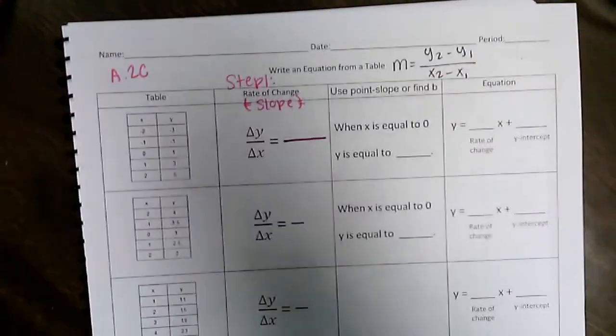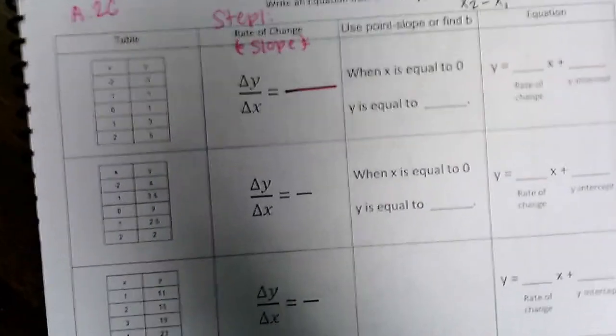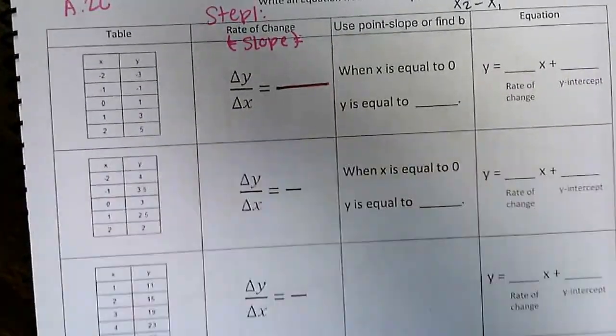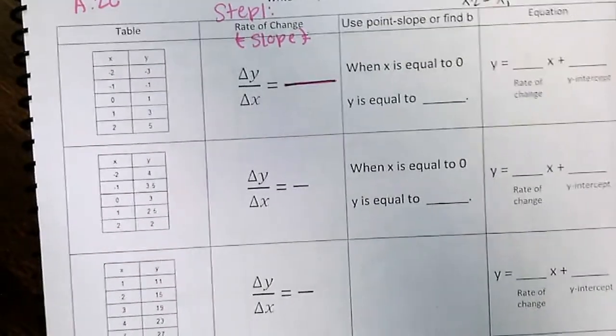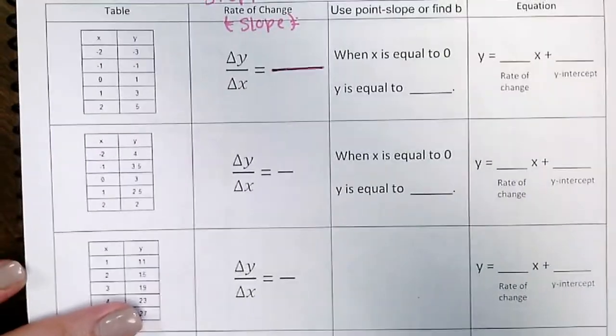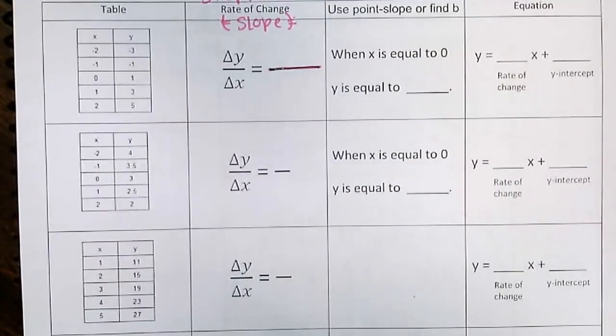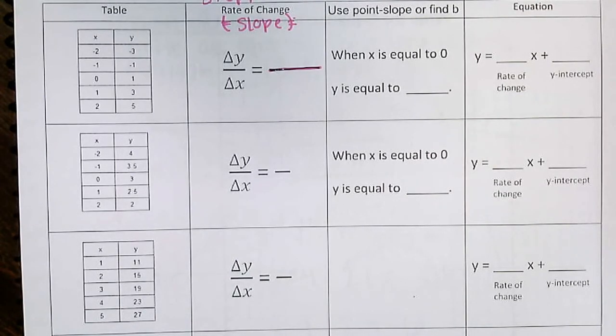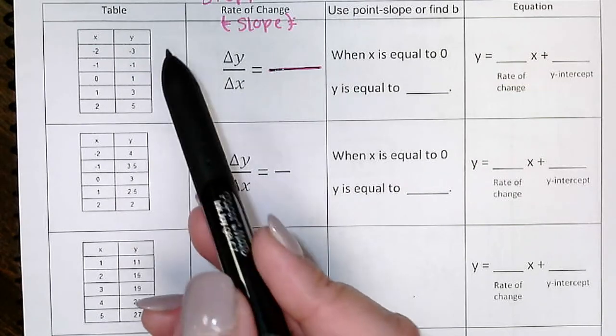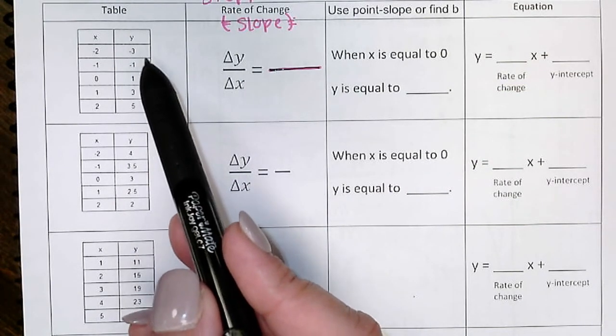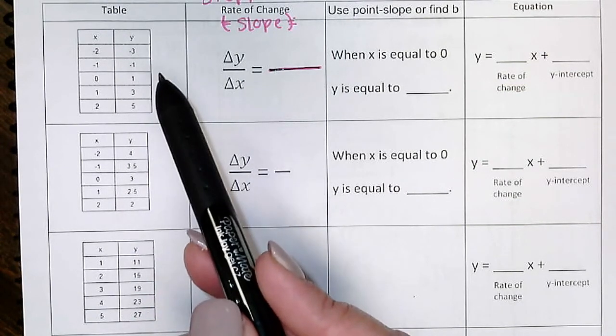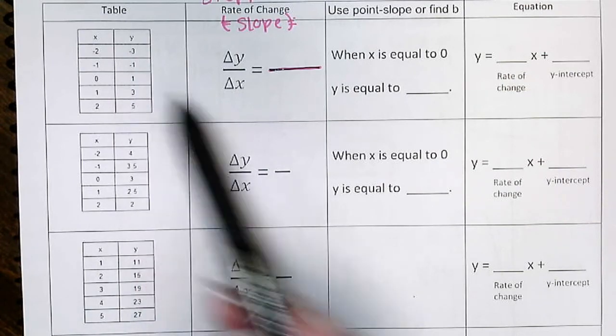I know it's kind of hard to see. It may be a little fuzzy. Let me see if I can fix it. Okay, I think that's a little better. You need 2 points. Now you can pick the 2 from up here. Those are negatives. I don't like working with negatives, so I'm going to go with the bottom 2.